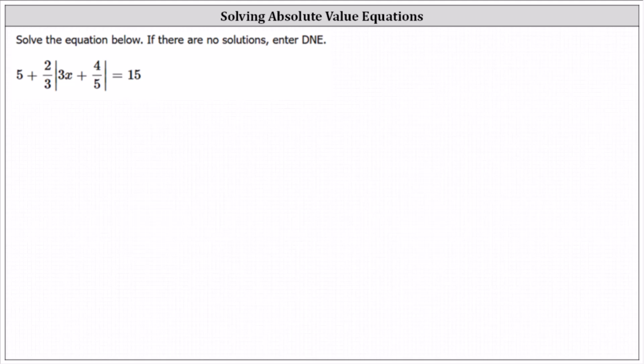We want to solve the absolute value equation 5 plus 2/3 times the absolute value of the quantity 3x plus 4/5 equals 15. To begin, we need to isolate the absolute value. For the first step, we subtract 5 on both sides. Simplifying, we now have 2/3 times the absolute value of the quantity 3x plus 4/5 equals 15 minus 5, which is 10.